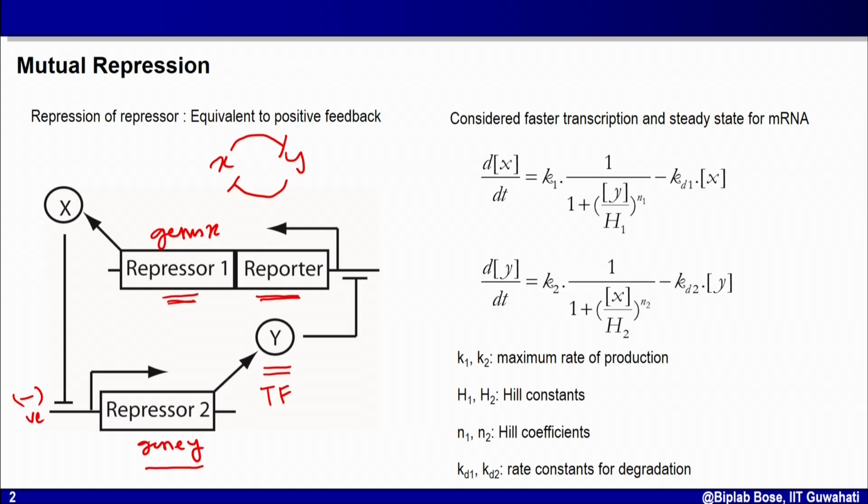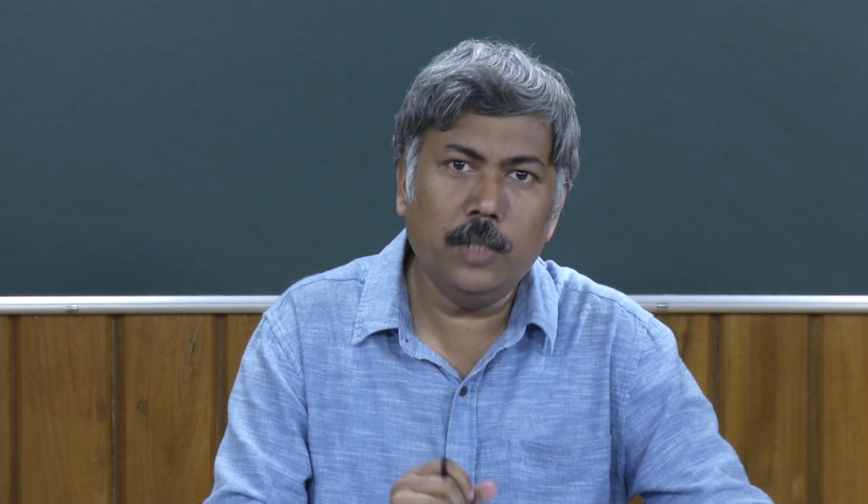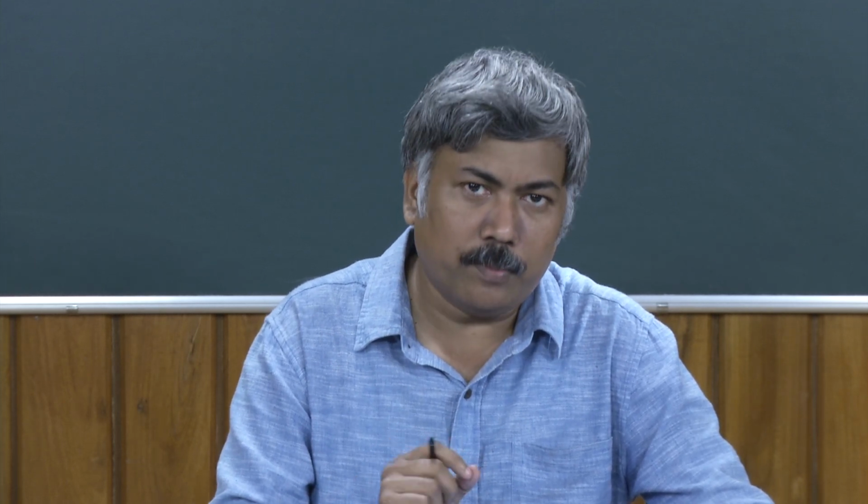In essence, this system is made up of mutual repression. X is repressing Y, Y is repressing expression of X. So in other words, as it is a mutual repression, it is a repression of repressor. Y is a repressor of X and X is repressing Y. So it is equivalent to having a positive feedback. Now we want to understand the dynamic behavior of this system, and we will create an ODE based model. And if you remember, we have to create the simplest ODE based model.